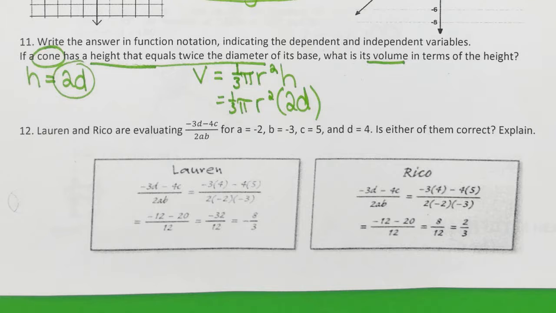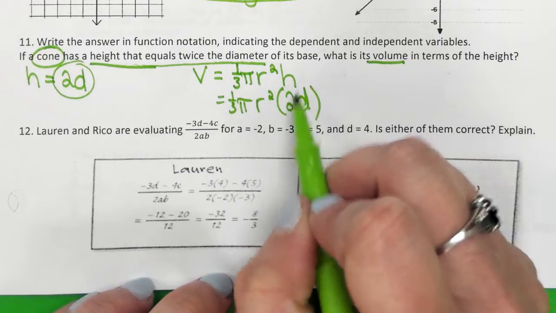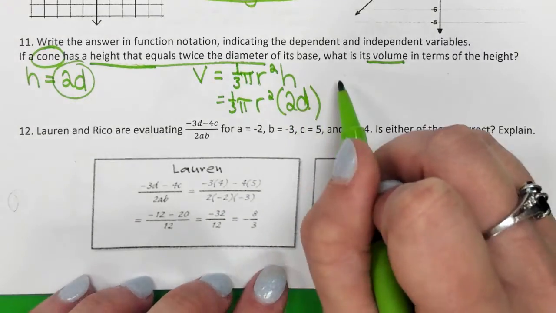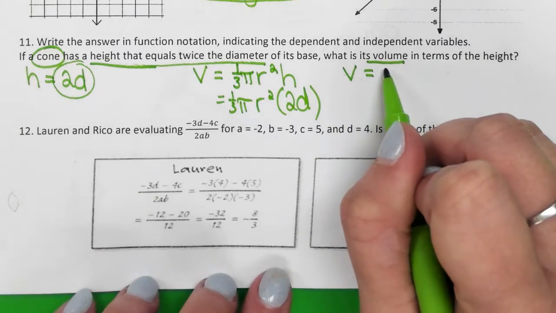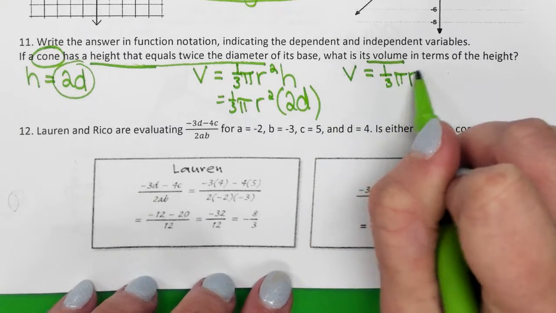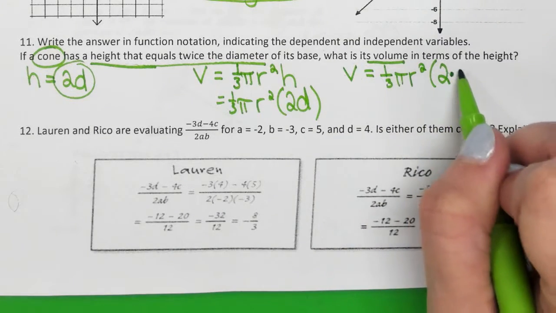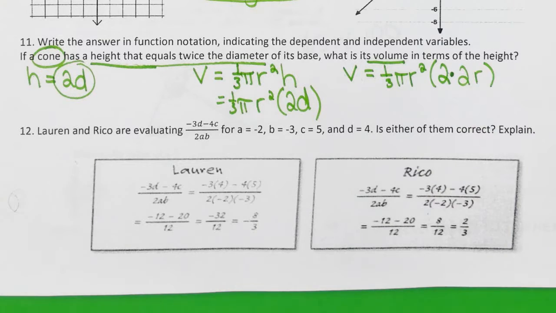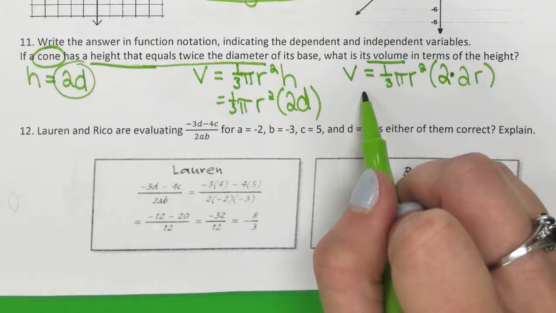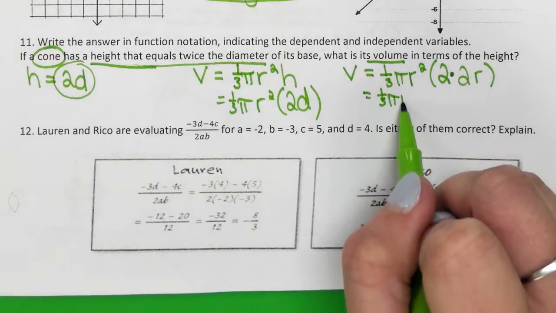Not the R. The D can go to R, right? All right, so instead of diameter, what is diameter? Twice the radius. There you go. So you got 1/3 pi r squared. All right, this 2 was already there, right? Then I'm going to change diameter to be 2r. Then you can multiply. What's 2 times 2r? 4r.